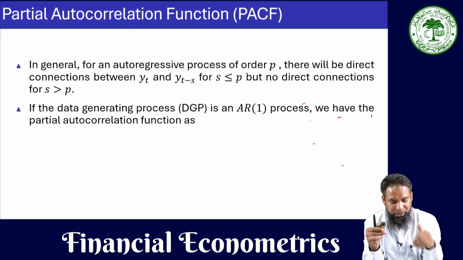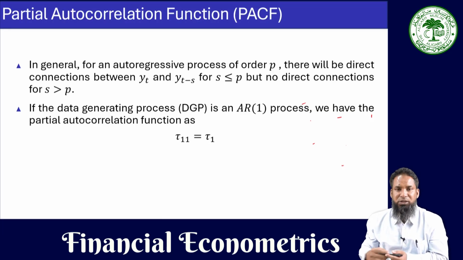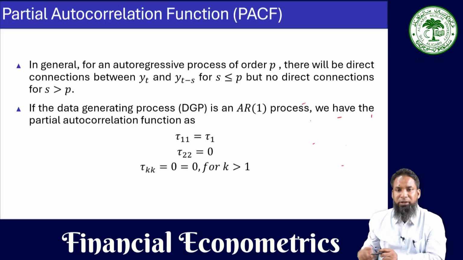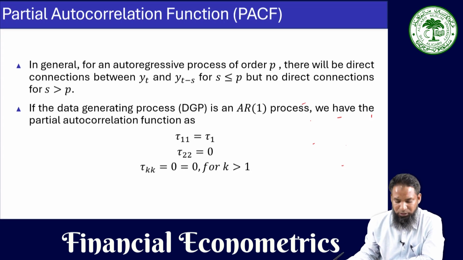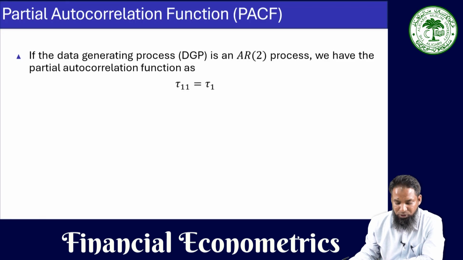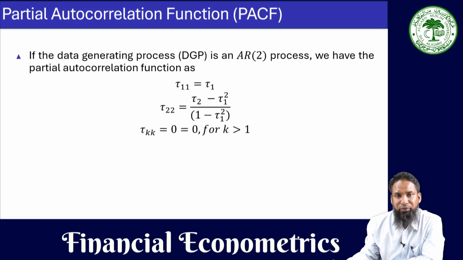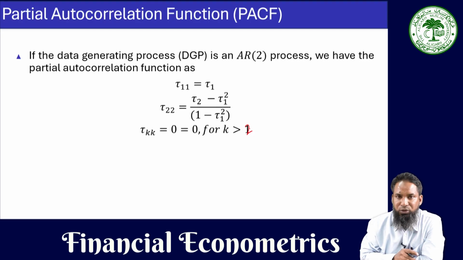So if the data generating process is an AR(1) process, we have tau 11 equal to tau 1, and tau 22 will be equal to 0. In fact, for any k more than 1, it will always be equal to 0. Similarly, for the AR(2) process, tau 11 will be tau 1 and tau 22 will be (tau 2 minus tau 1 square) upon (1 minus tau 1 square). However, tau kk, where k is more than 2, will be 0.